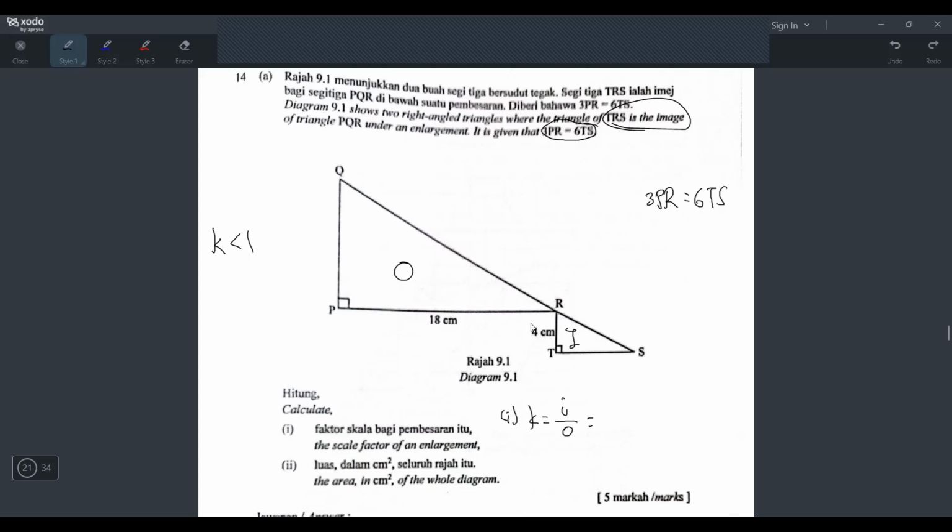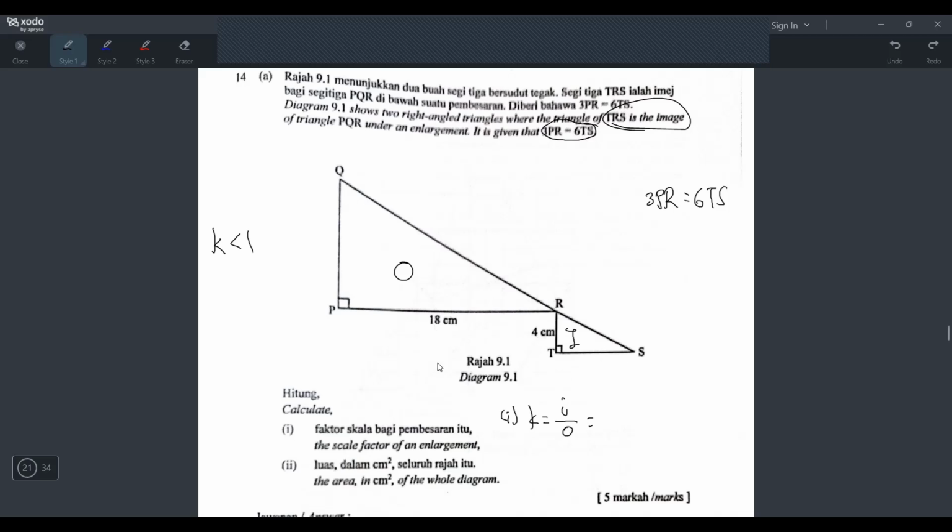So let me ask you, can I take 4 divide 18? Since this is the image, this is the object, right? So can I take 4 divide 18? Betul ke kalau saya buat macam ni? Salah. Mana boleh? You kena ambil panjang bahagi panjang. Tapi you have to take the corresponding side. You kena ambil panjang yang sepadan. If you want to take 4 cm, you tak boleh bahagi 18. You have to take 4 cm, you have to bahagi dengan sini. Itu maksud dia. Then what if I want to take this panjang, TS? Can also. Then you bahagi 18 lah.